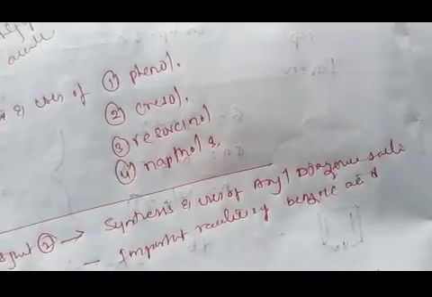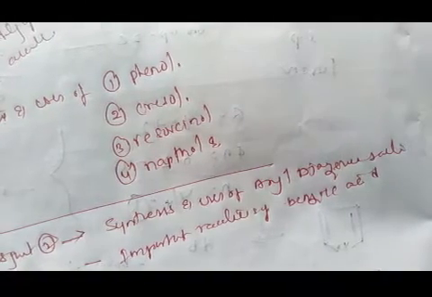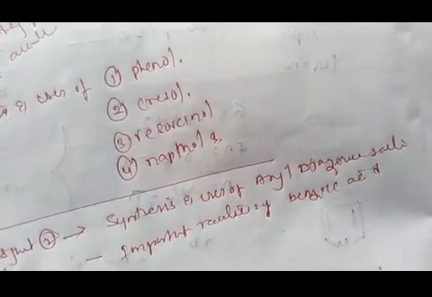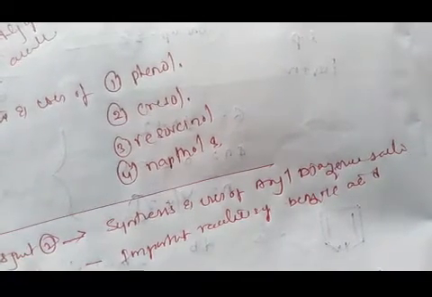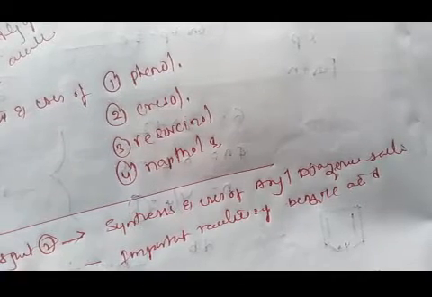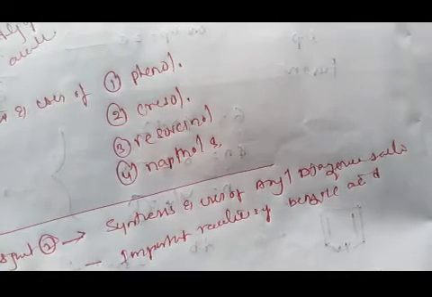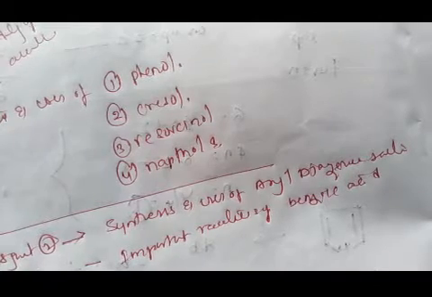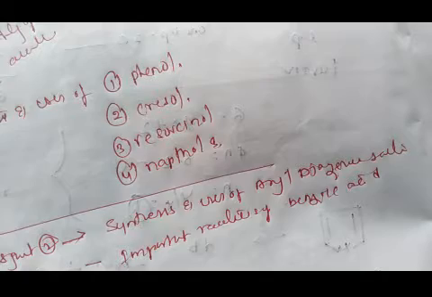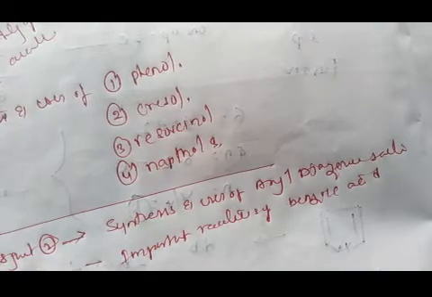Assignment 1 is about the structure and use of phenol, cresol, resorcinol and naphthols. Assignment 2 under Unit 2 is the synthesis and use of aryl diazonium salts and the important reactions of benzoic acid. So today we will discuss phenols, the functional group phenol.